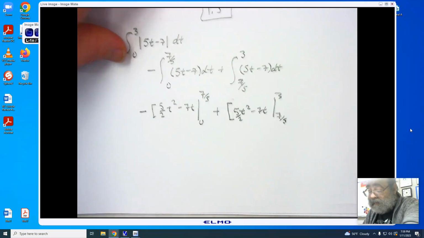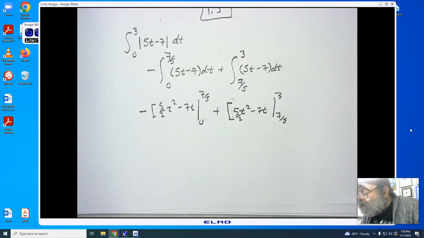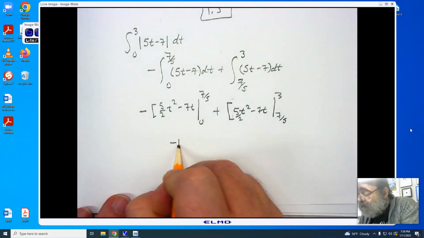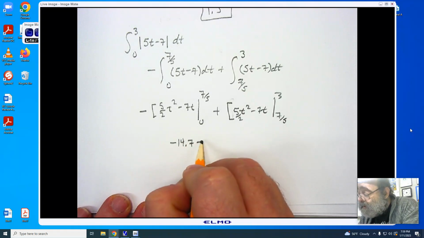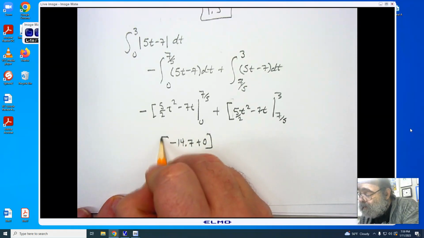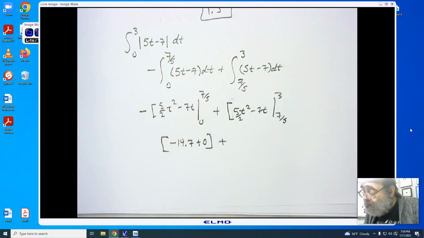We're going to want to put these in. Here we go. I'm going to start with the first one. I have negative 5 divided by 2, parentheses, 7 divided by 5, the quantity squared, minus 7, 5 divided by 7. Let's try that again. 7 divided by 5, please. Flipping it upside down. Not fun. And let's find out what we get. Negative 14.7 minus 0 plus, now we're going to do it again, but this time it's a positive.